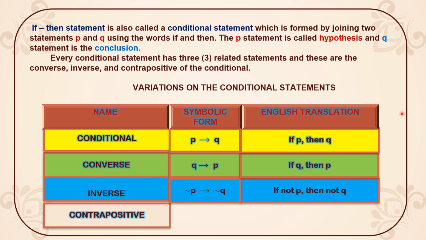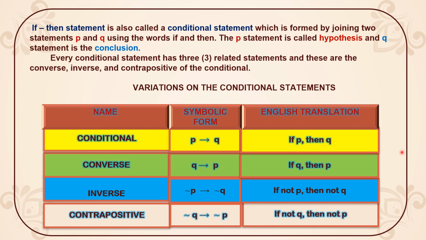Contrapositive. Sa contrapositive naman, ang symbolic form po ng ating contrapositive ay not Q implies not P. Nakanegate si conclusion, tapos nakanegate din si hypothesis. Paano natin babasahin? If not Q, then not P.